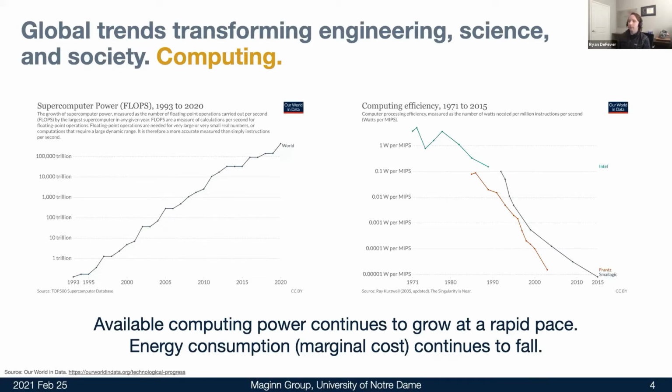And this is really important because the energy consumption per unit of computing is effectively the marginal cost that you have for running an extra unit of computation. So the point here is that we have a lot of computing power today, and we almost can't fathom the amount of computing power that we're going to have in another 1 or 2 decades.